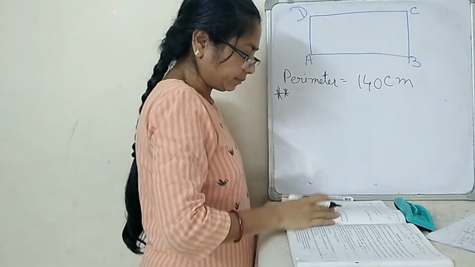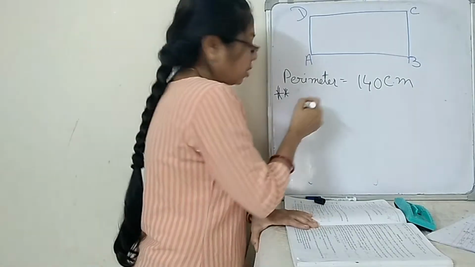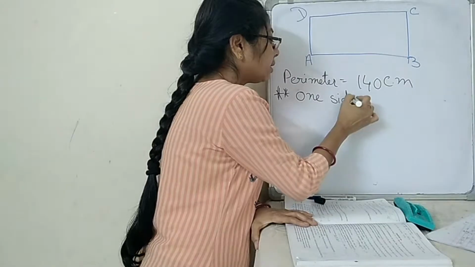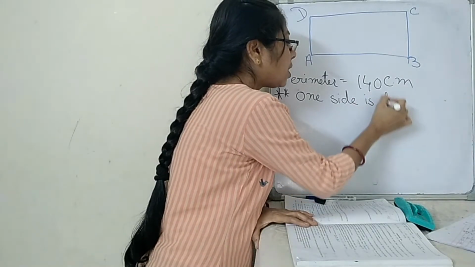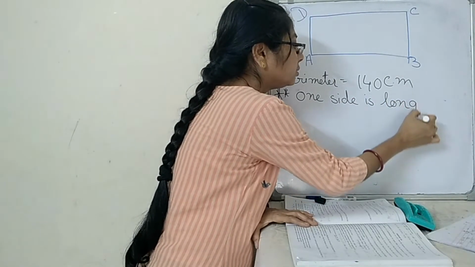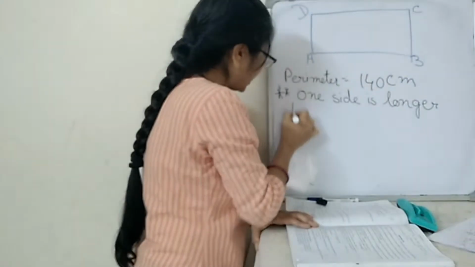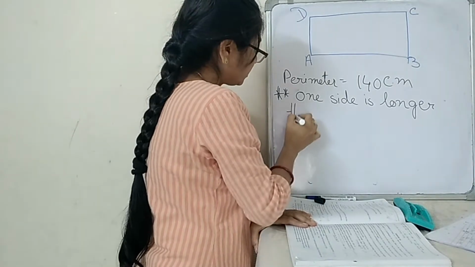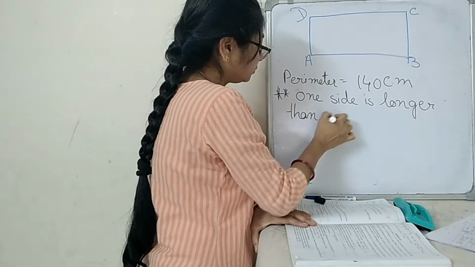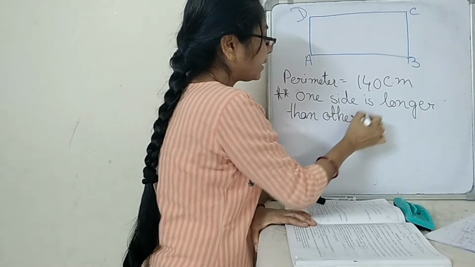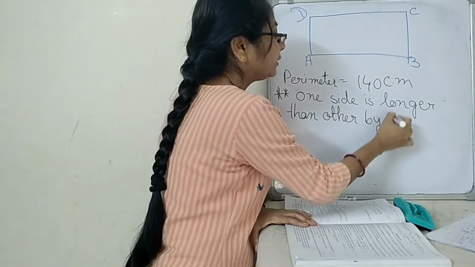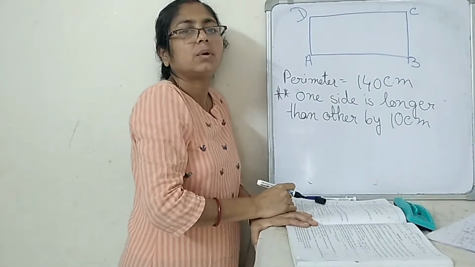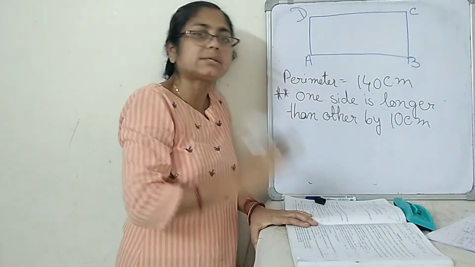One side, I write the sentence: one side is longer than the other by 10 centimeter. Clear? Who has doubt? Up to this point it is clear.